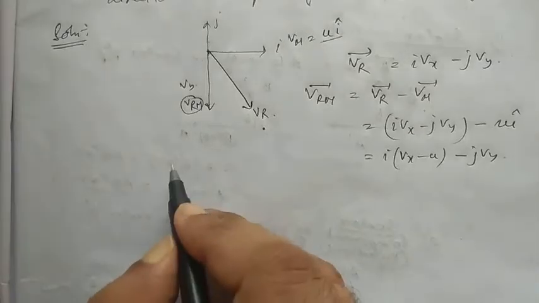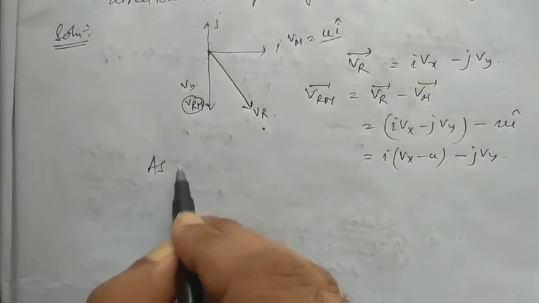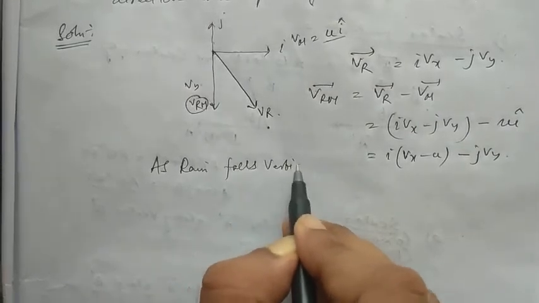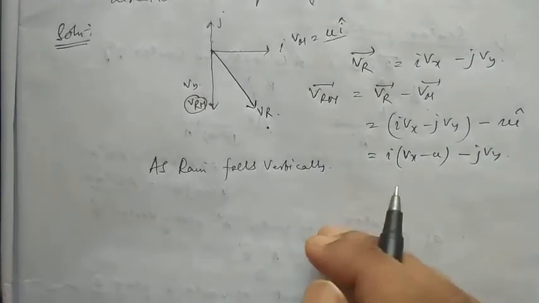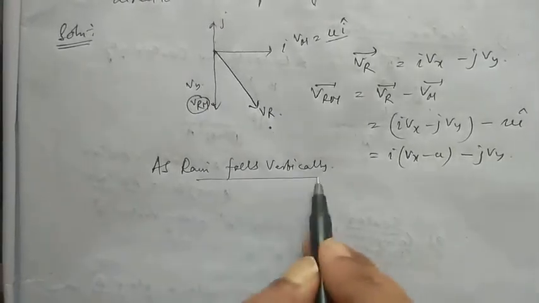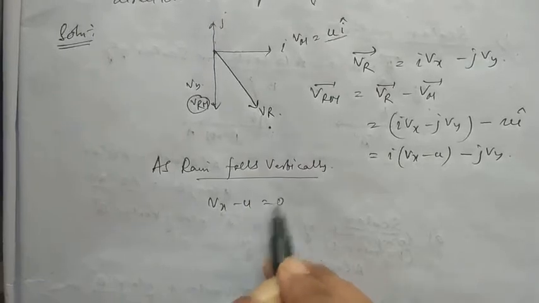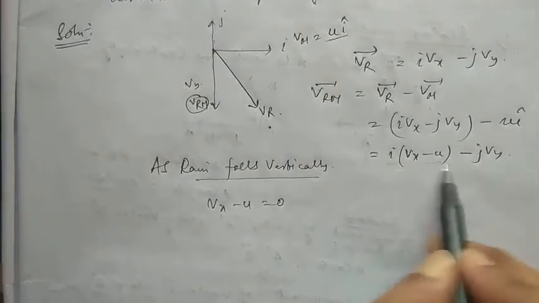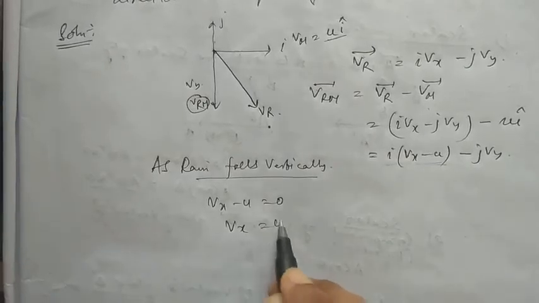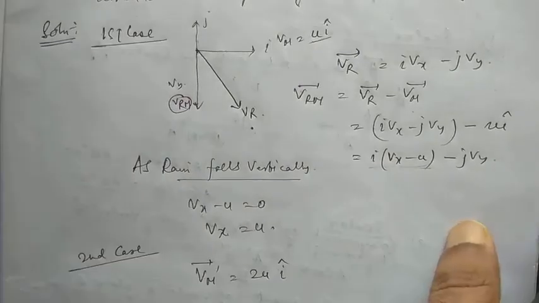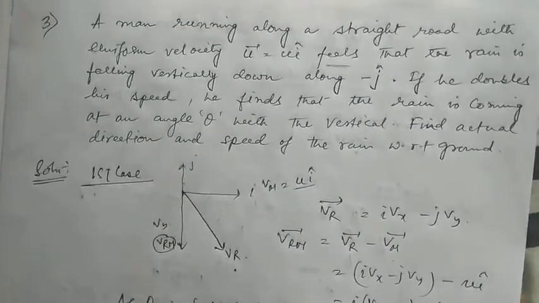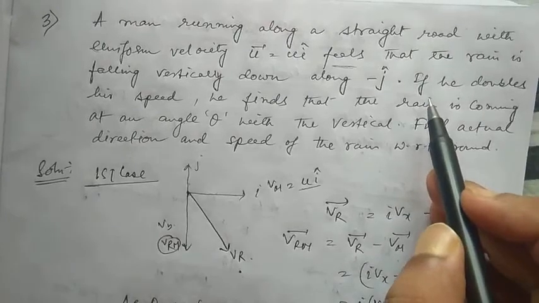As the rain falls vertically, therefore this x component is not there. So Vx minus u must be equal to 0. The component along the x direction should be 0. From this relation we can get Vx is equal to u. So from the first case we get the relation Vx is equal to u. Now we move on to the second part of the sum.